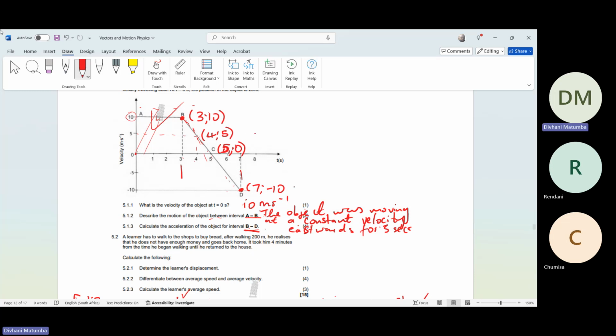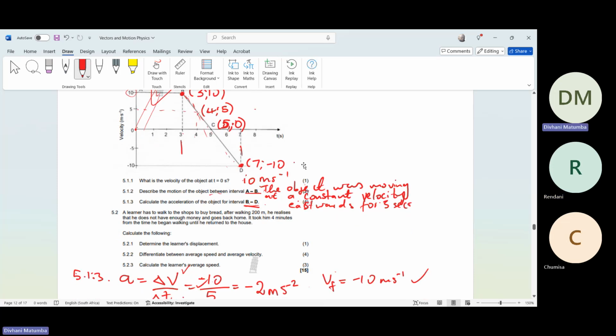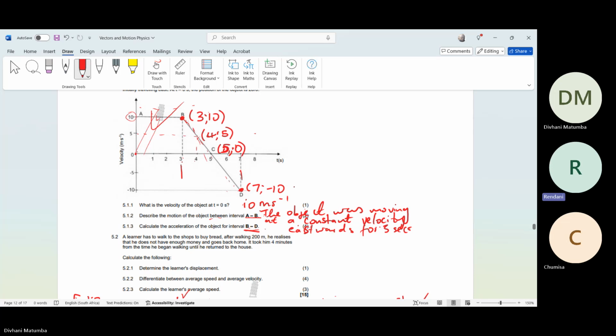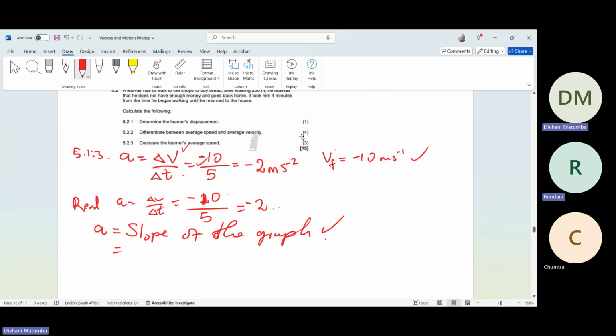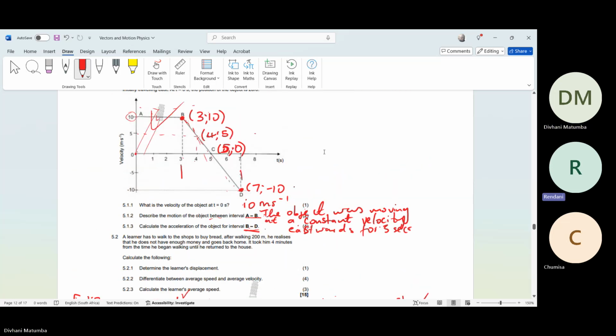Okay. Now let us find the slope. Yes. We can say change in velocity over change in time, which would be, we can use maybe 10 minus negative 10, the coordinates of D and B. So it is 10 minus negative 10 divided by... can we please go up again?